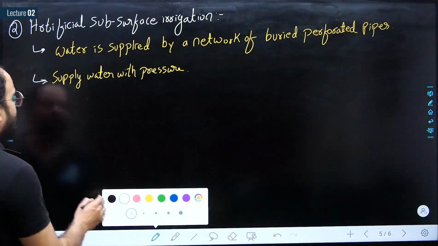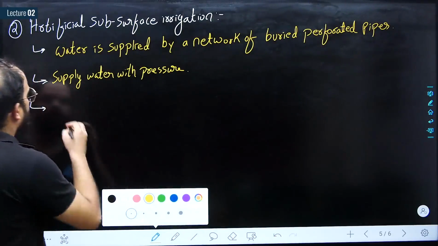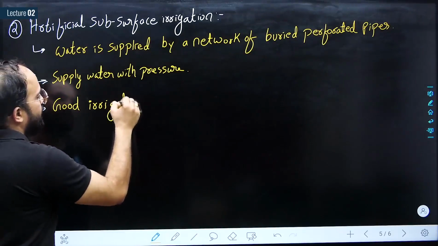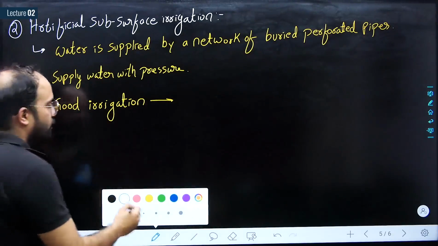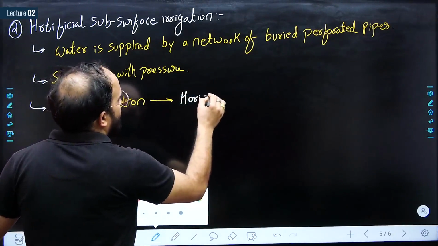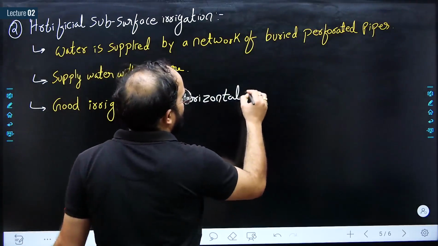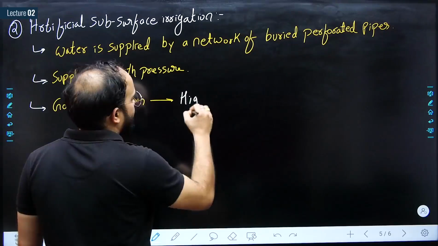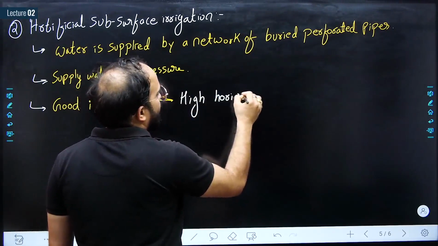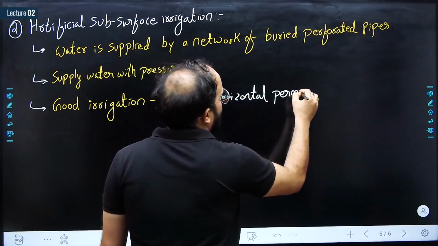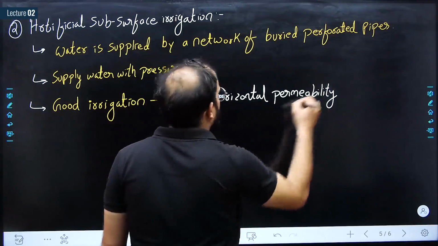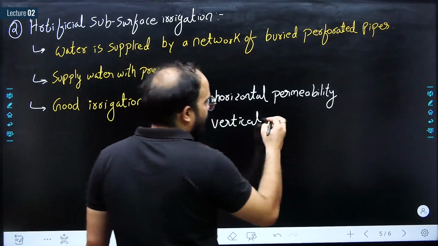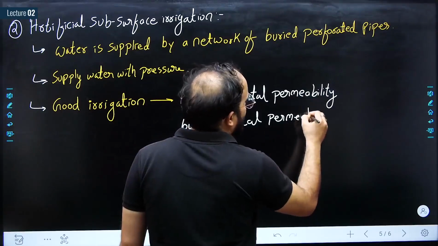Now for a good artificial subsurface irrigation, or for efficient irrigation, what happens? Horizontal permeability: my soil should have high horizontal permeability and low vertical permeability.